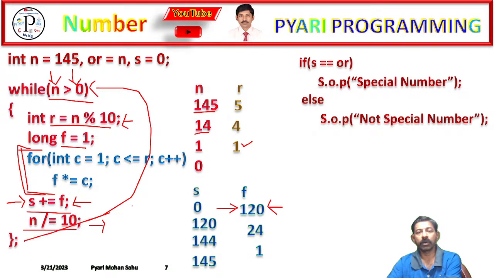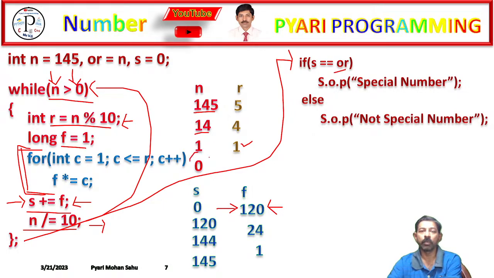And now, after coming out of this loop, I will check the sum with OR. Why OR? Already I told you, because when I come out of this loop, n is my 0. So I should not compare with 0. Hope I am clear to everyone.